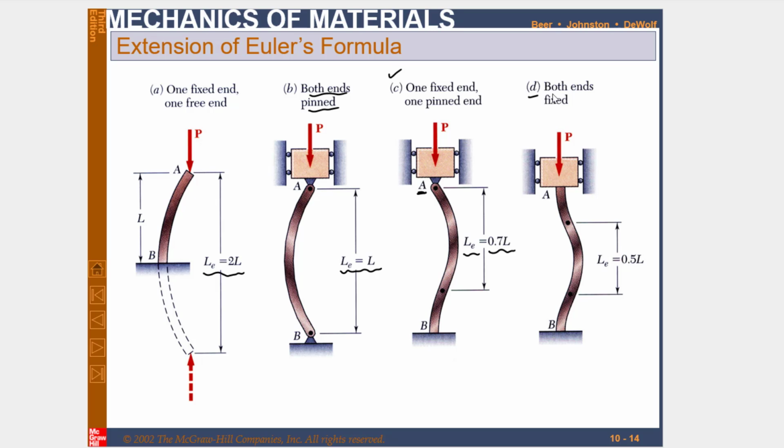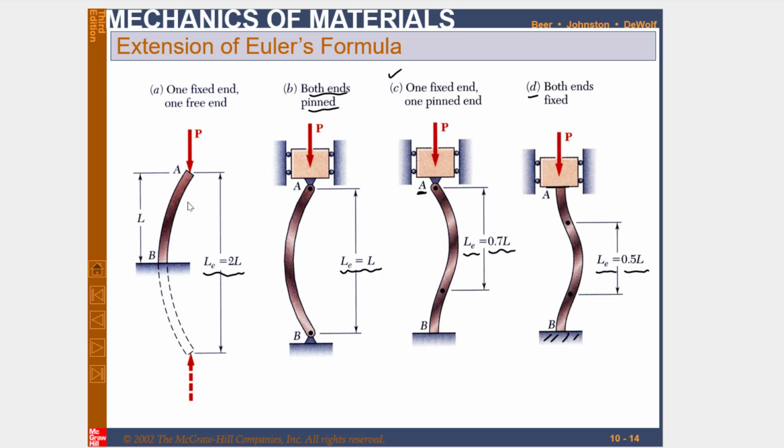The fourth type of column is the one whose both ends are fixed. You can see this end of the column is fixed and this end is also fixed. In that scenario, the effective length LE is equal to 0.5L. All these are available in the table of the book, Mechanics of Materials by Beer and Johnston. Their derivations are also available, but we will not go into the derivations.